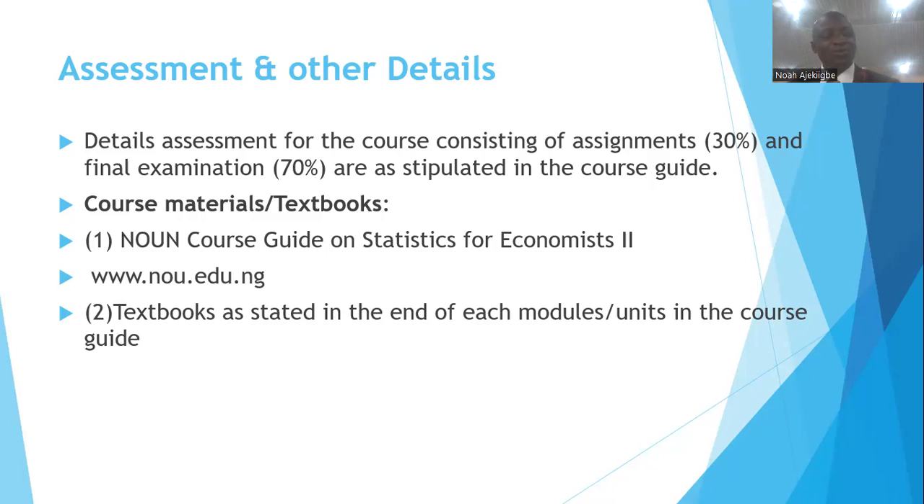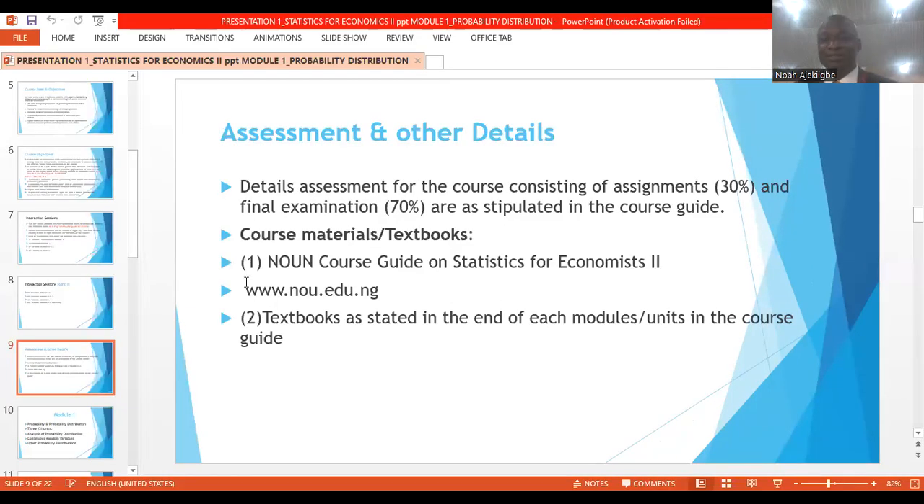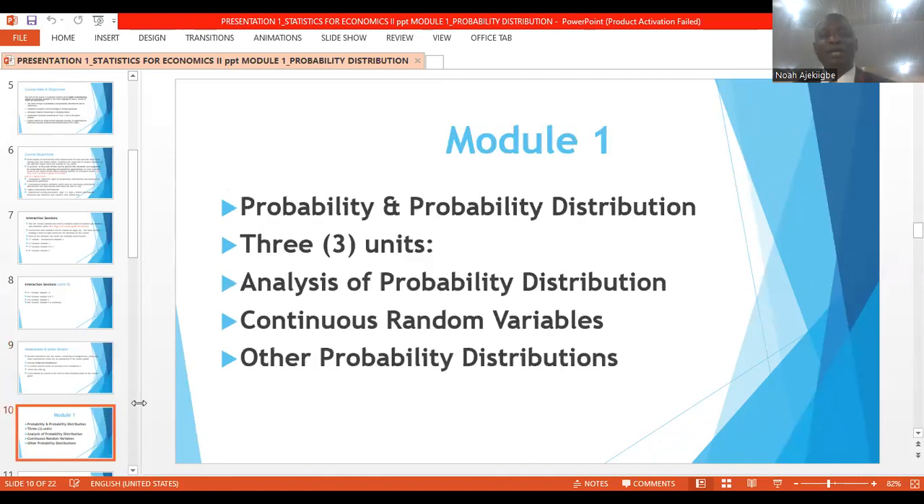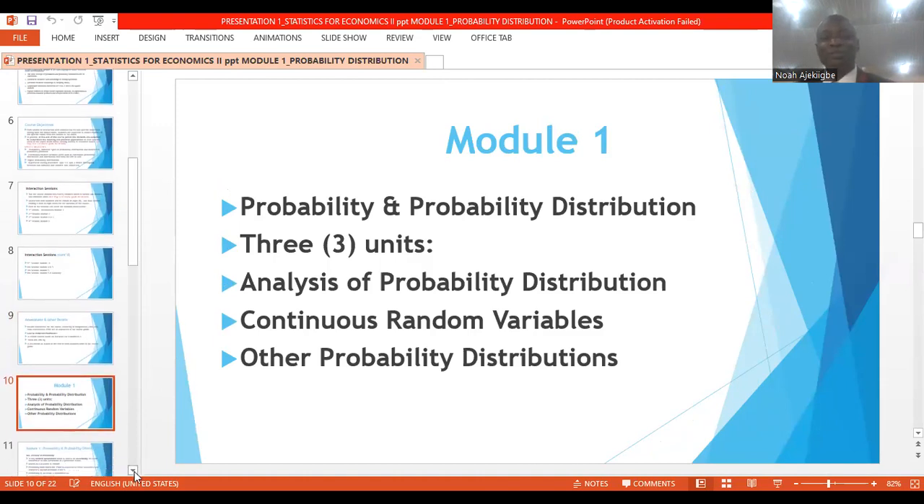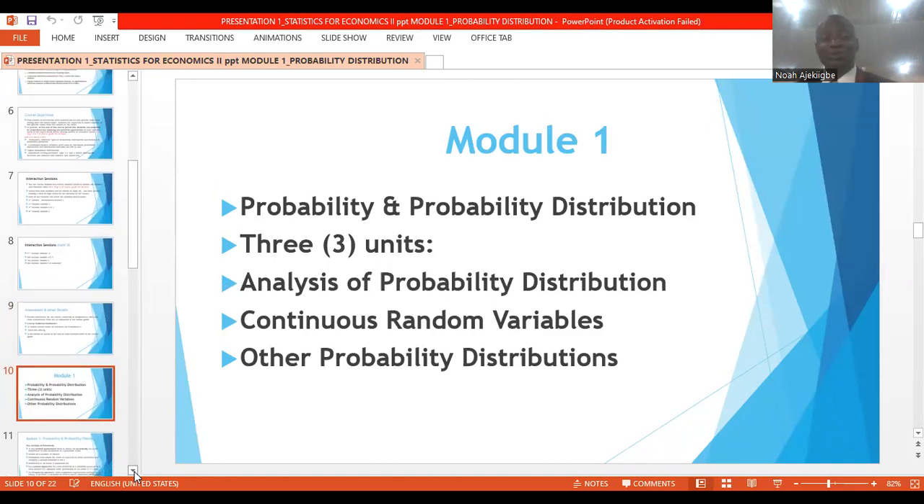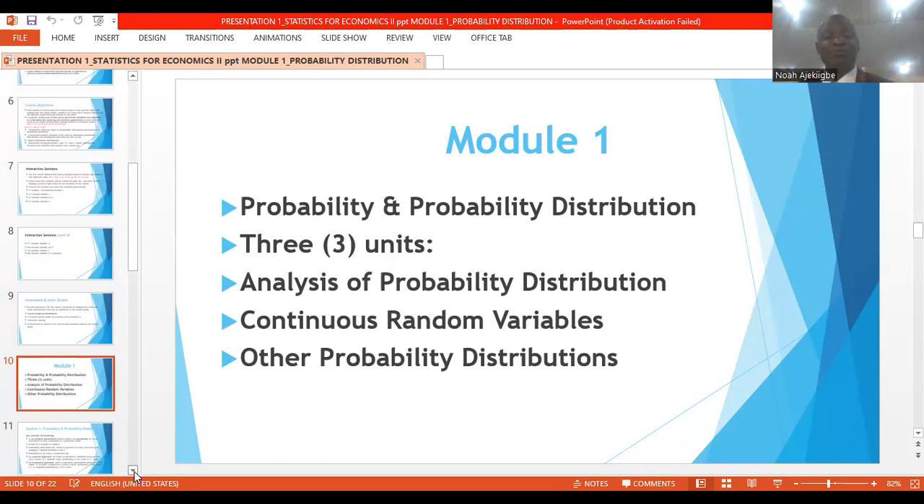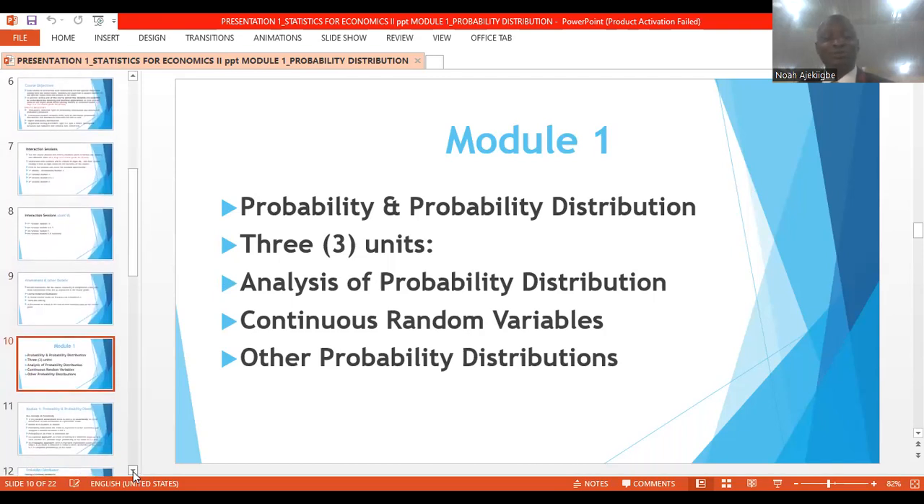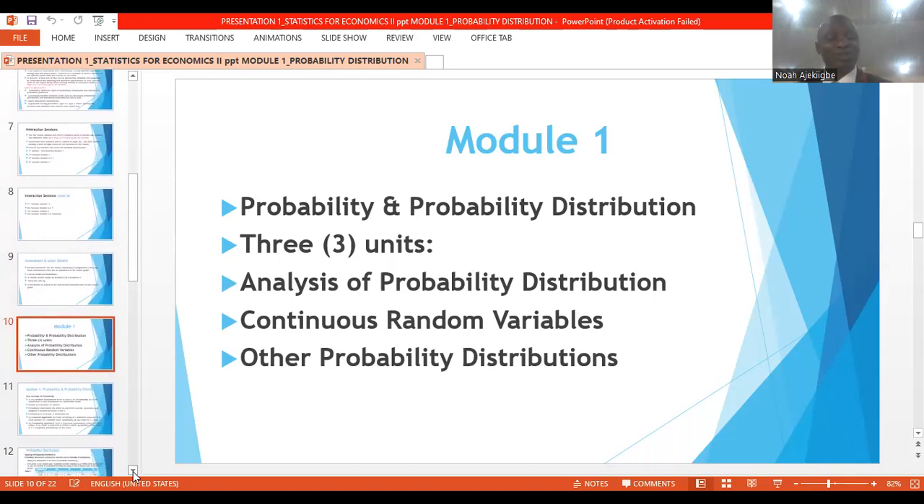Now, looking at the topic we have for today, module one. Module one, like I said, covers probability and probability distribution, and we have 3 units in this module. The first unit is analysis of probability distribution. We'll still be discussing unit 2, continuous random variables and other probability distributions. All these 3 units will be taken together in the course of this presentation today.